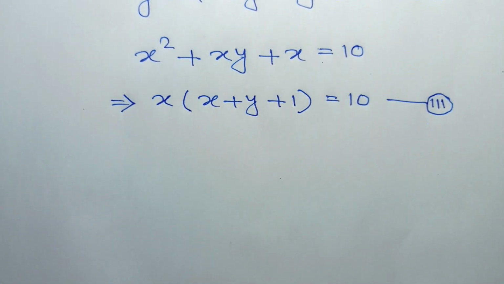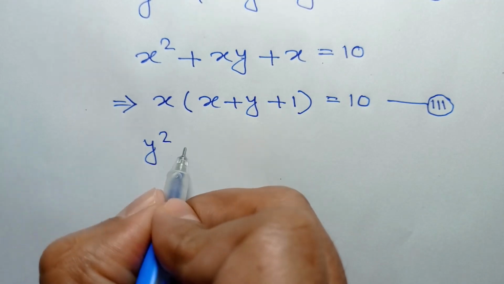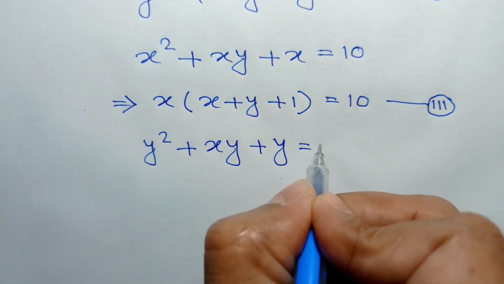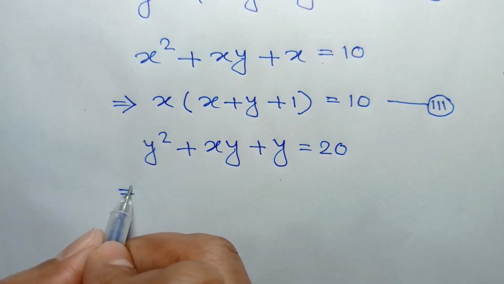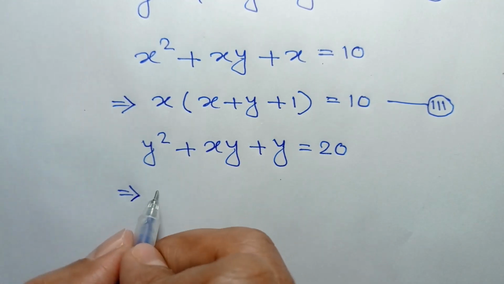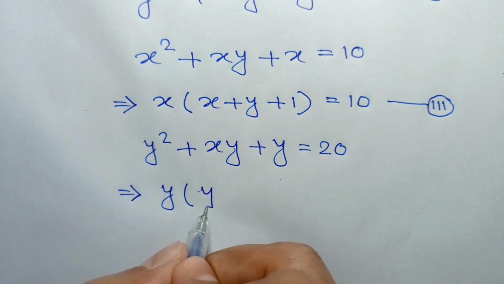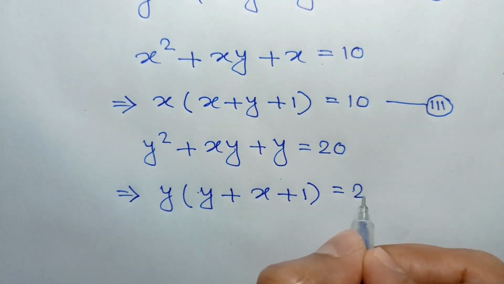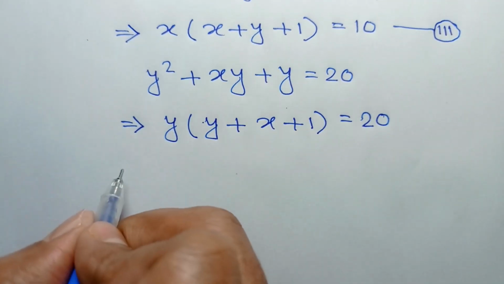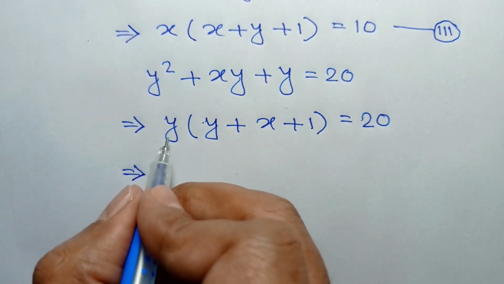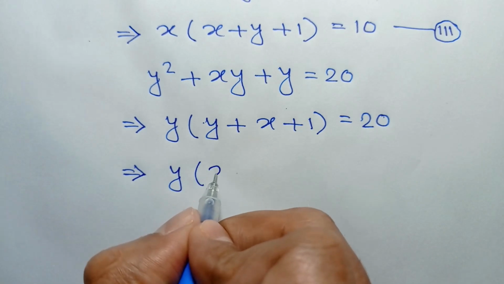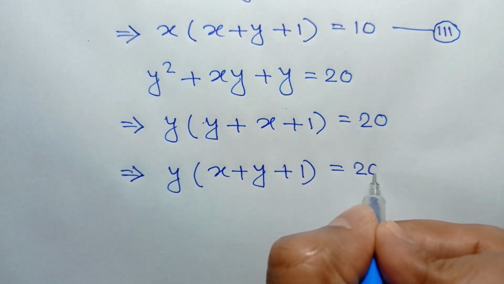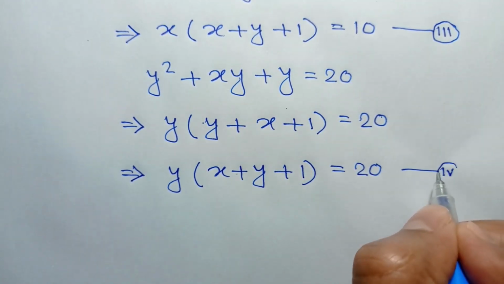And from equation 2 we can write y squared plus xy plus y is equal to 20, or taking common y from the left side we can write y times (y plus x plus 1) is equal to 20, or rearranging the left side we can write y times (x plus y plus 1) is equal to 20. Call it equation number 4.